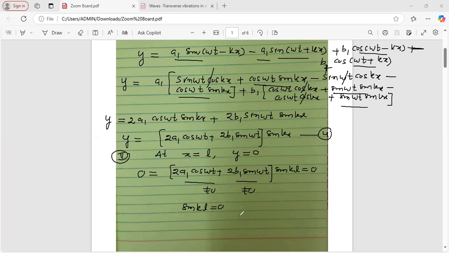Sin kl equal to 0 happens when kl is equal to n pi. So from this we can write kl equal to n pi, where n equal to 0, 1, 2, 3 and so on. From this, k is equal to n pi by l, where k is the propagation constant. Since it is the nth mode of vibration, we can write it as kn equal to n pi by l. This is equation 5.